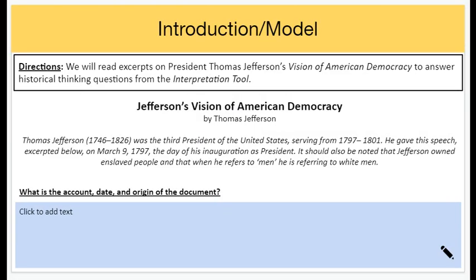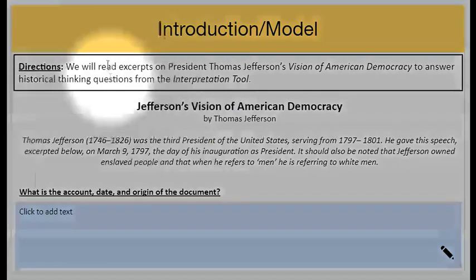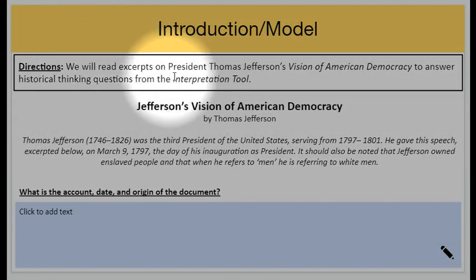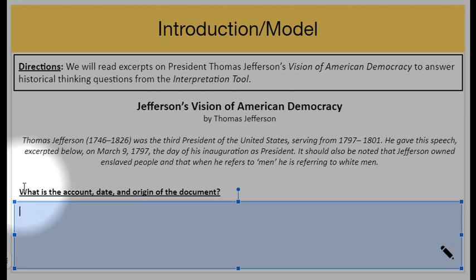Okay, let's see the directions. What do they want us to do? We will read an excerpt on President Thomas Jefferson's Vision of American Democracy to answer historical thinking questions from the interpretation tool. So they took pieces of the tool out, and that's why I think this is a good way to think about the tool. I always like to look at the question before I go further. Notice there's going to be a place to answer the text. Okay, my pen is waiting over there.